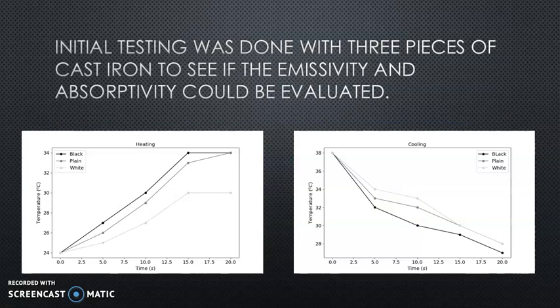Initial testing was done with 3 pieces of cast iron to see if the emissivity and absorptivity values could be evaluated. The chart on the left shows the temperature change as the specimens were heated in the sun, and the chart on the right shows the temperature change as they were cooled at room temperature. The greater difference in temperature between the black and the white paint during the heating process shows that there will be a greater difference in the absorptivity values than the emissivity values. The line in the middle was a plain sample that was also used in comparison.